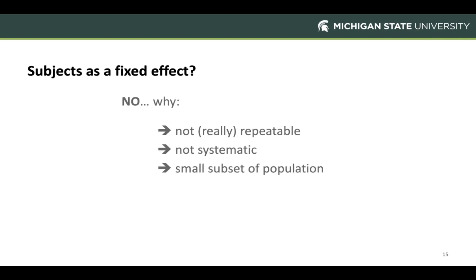Oftentimes not, because repeatability may be an issue. You're observing just a small subset of the population. And so as a consequence of that, we're generally taking the data from this sample and we're trying to draw inferences about the broader population. And so oftentimes, it may make sense to treat those individual subjects as a random effect, and then repeated measures in the preceding example would be thought of as fixed effects.